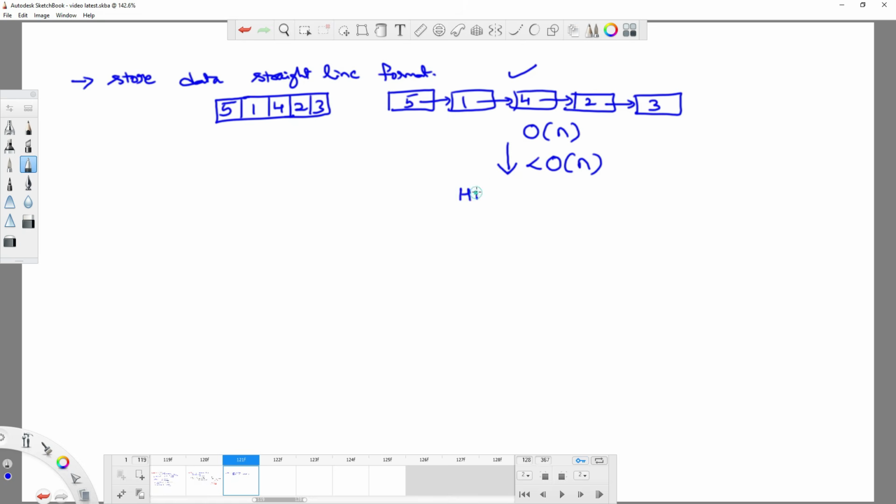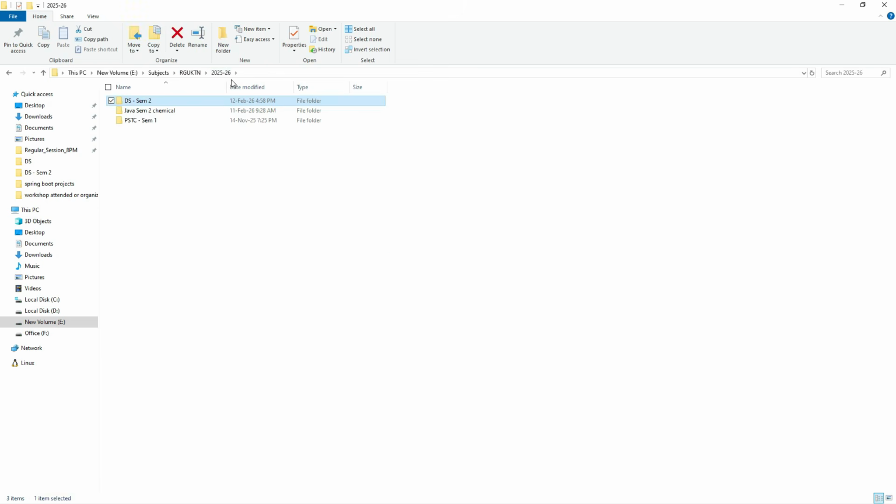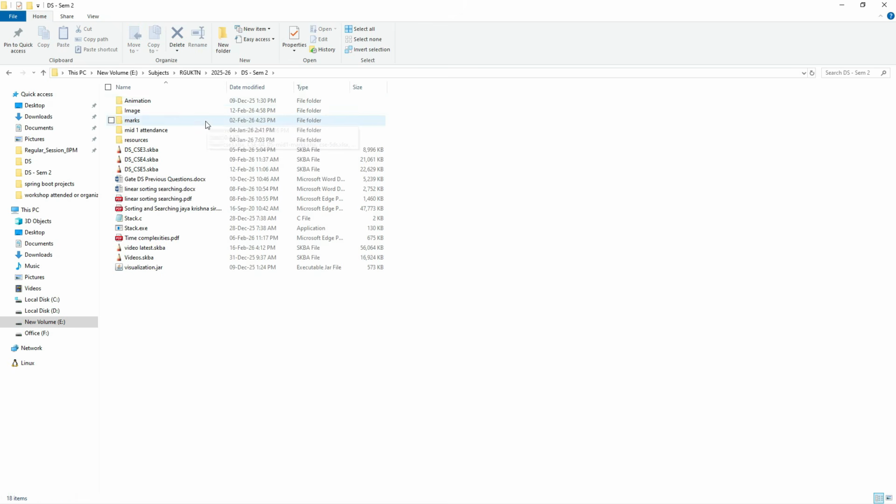That format we are already following generally, hierarchical order. For example, if you have a laptop, in our laptop you have the drives, various kinds of drives. If you go to computer, you might move to the respective 2025-26, and in that DSM2, in that you can go for animations, images, mocks. So is it easy to traverse from one folder to another folder? If you place all folders in one drive, it might be 100 folders at one location.